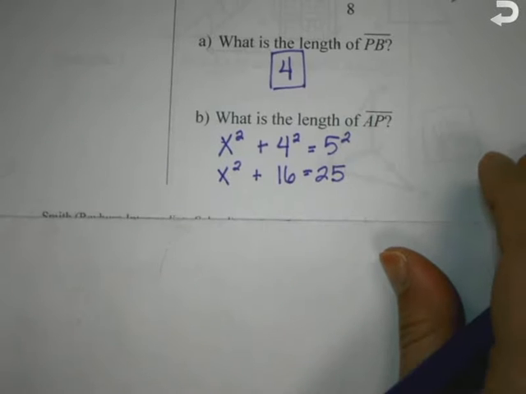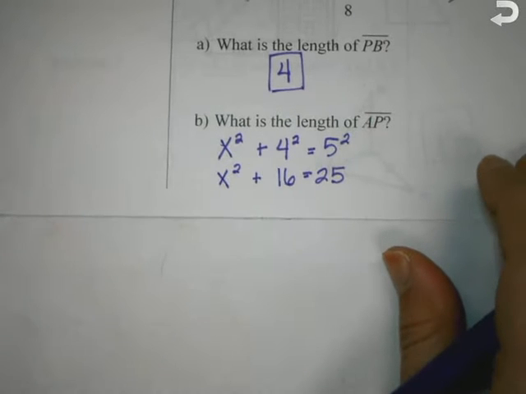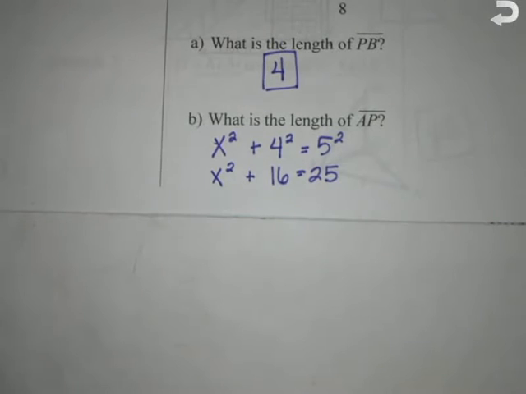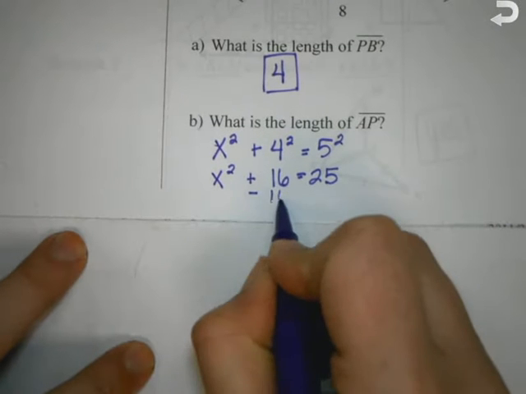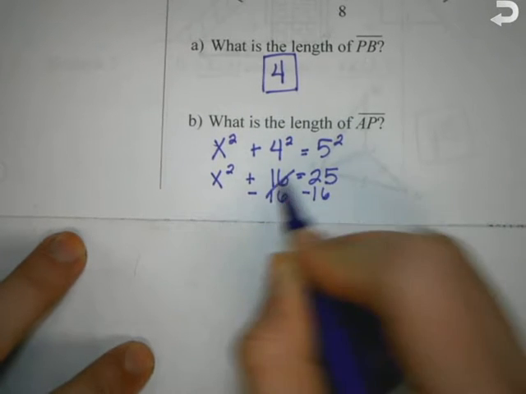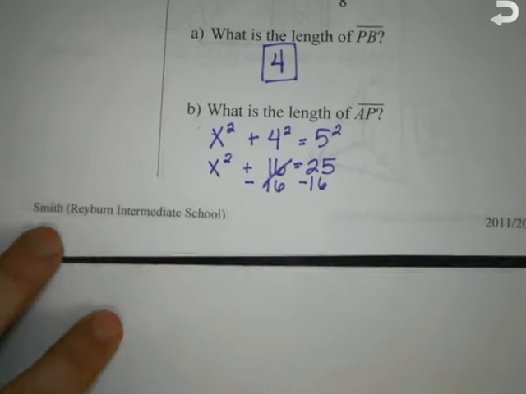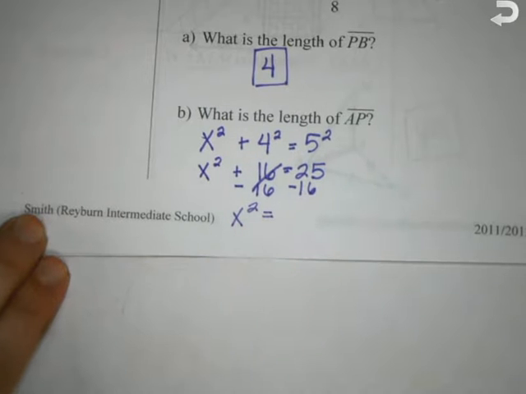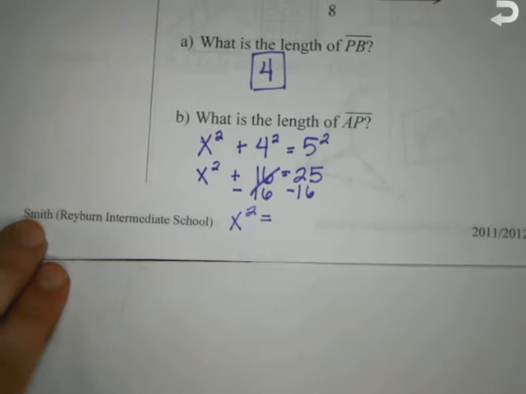Okay, who can raise their hand now and tell me what's my next step? Anthony. Good, subtract 16 from both sides. So that is going to give me x squared equals what? 25 minus 16 is? 9.